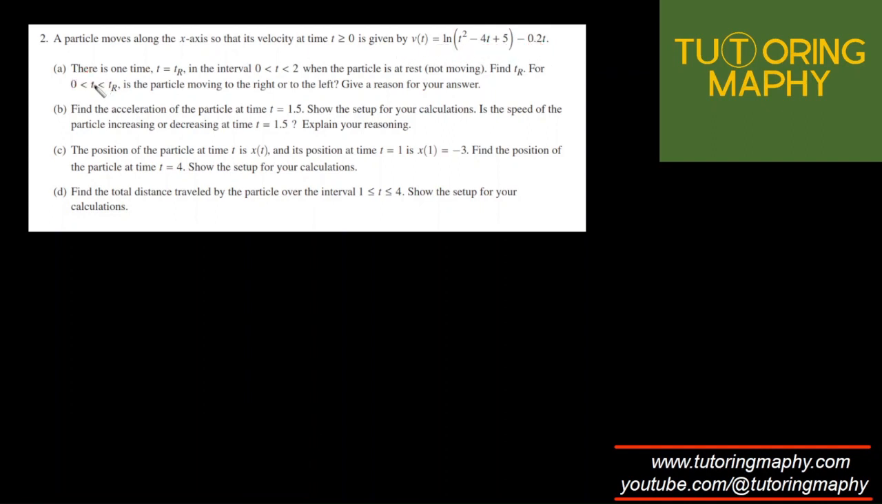This is calc active, by the way. Now there is one time t equal to t sub r in the interval from 0 to 2 when the particle is at rest, or not moving. Find that time, and for this, is the particle moving to the right or left? Give the reason for your answer.